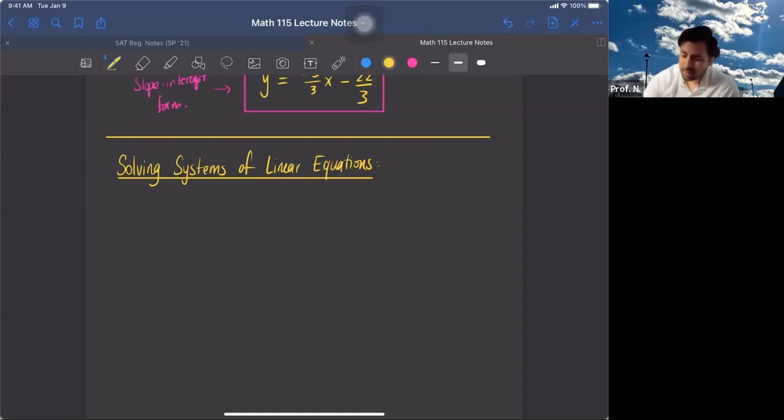But solving systems of linear equations, and we're going to do this by the first method, which is by graphing. There are two other methods that we're going to learn. Right now, we're going to learn about the graphing method. Then we're going to talk about the substitution method. And then lastly, the elimination or the addition method.